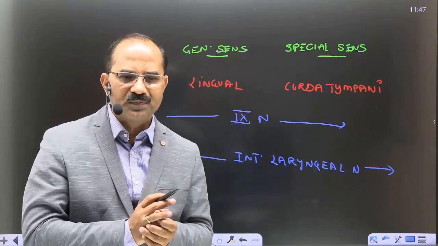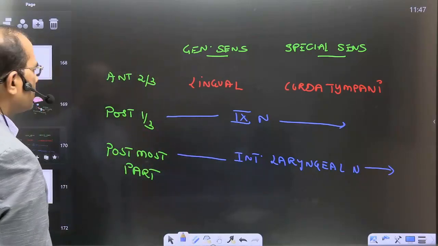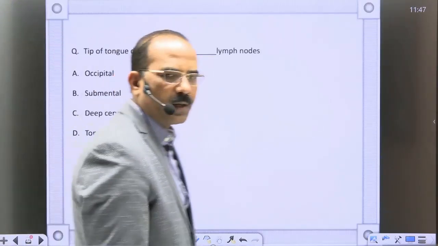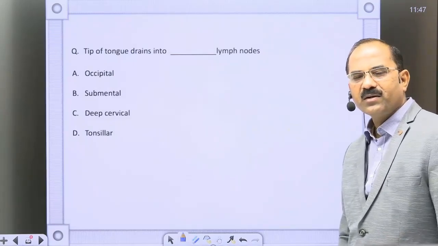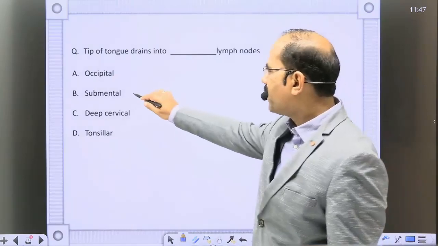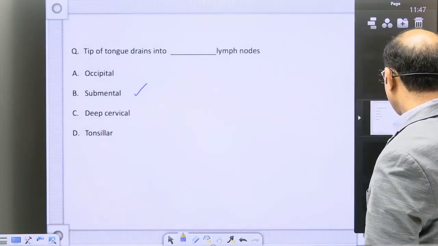Clear, students? Right. Now coming to the development of tongue. So answer this MCQ. Tip of the tongue drains into... Yes, the tip of the tongue drains into the submental group of lymph nodes. Clear? Okay.